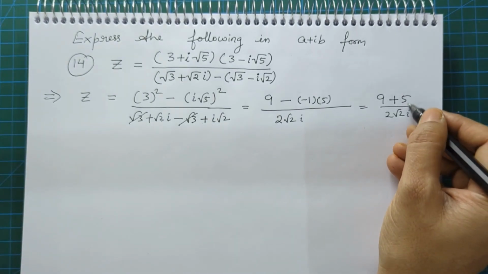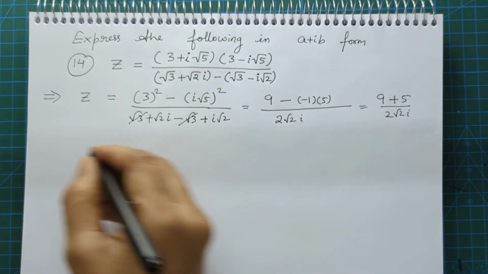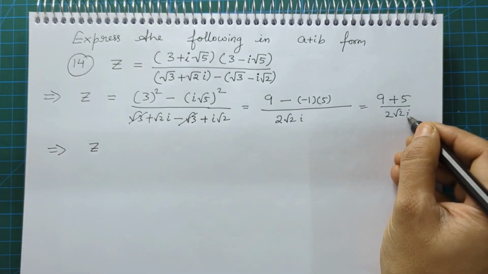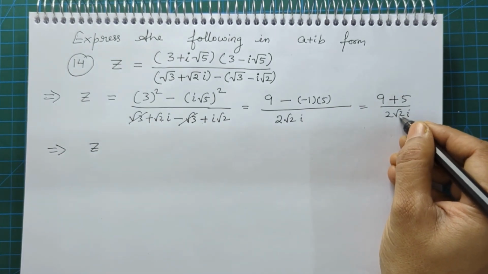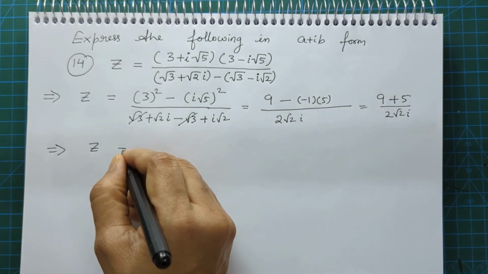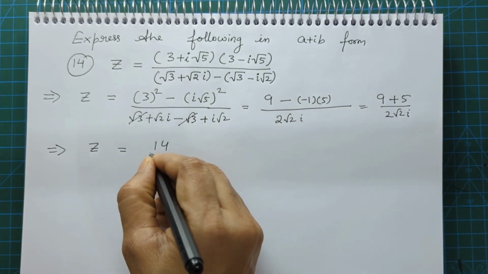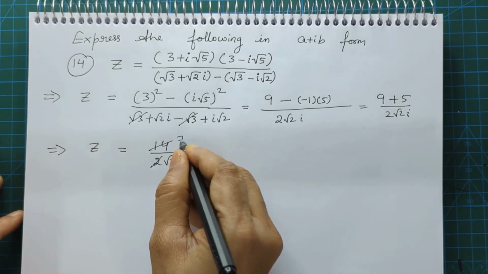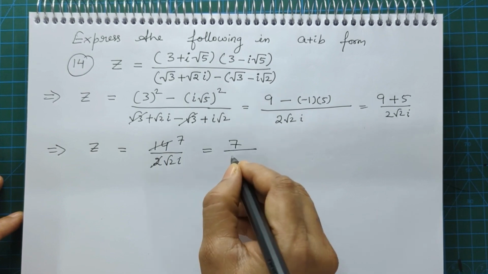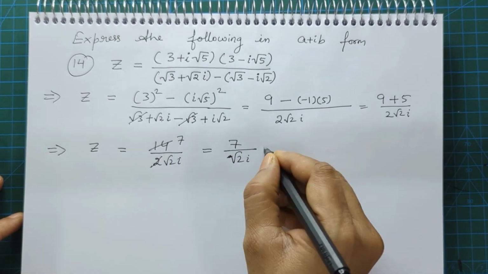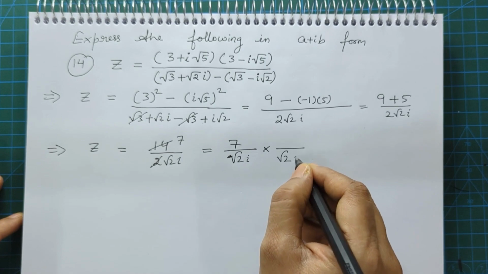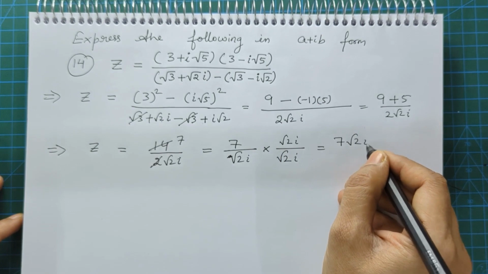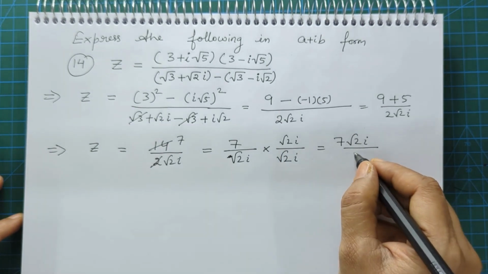So the denominator is in this form. So we have to multiply the numerator and denominator by the conjugate of i as well as the rationalizing factor of the irrational number that we see here. Numerator is 9 plus 5, which is 14 by 2 root 2i, that is 7 by root 2i. So we are multiplying the numerator and denominator by root 2i. The numerator turns out to be 7 root 2i. Denominator is root 2 into root 2 is 2.